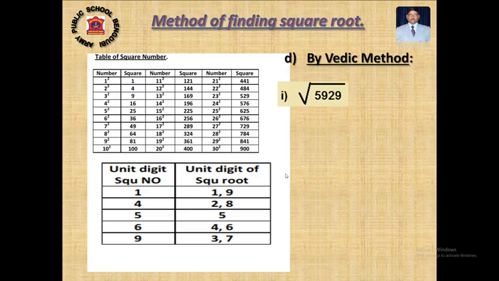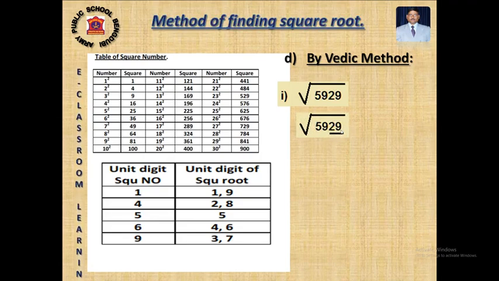So for this, what to do? First of all, we have to underline the 2 digit, these 2 places. First 2 places you underline. What is the unit digit? 9. What is the combination? If a number ends with 9, the unit digit of a square root may be 3 or 7. So possibility is 3 or 7. Smaller one is 3, greater number is 7.